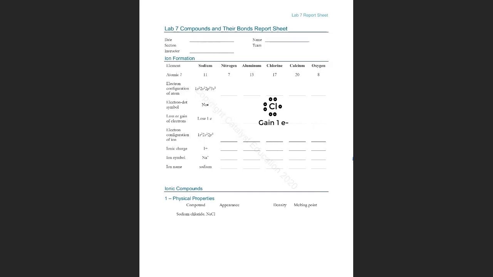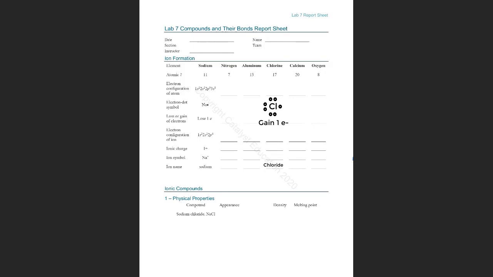Now, ion name. With metal ions, the name is the same as the element name. Say sodium ion, or sodium. But with a non-metal ion, it actually has its name changed. Non-metal ions get an IDE ending, and it uses the first syllable. So chlorine, the first syllable is chlor. And then you add the IDE ending. So oxygen would be oxide. Nitrogen would be nitride. Chlorine, chloride.